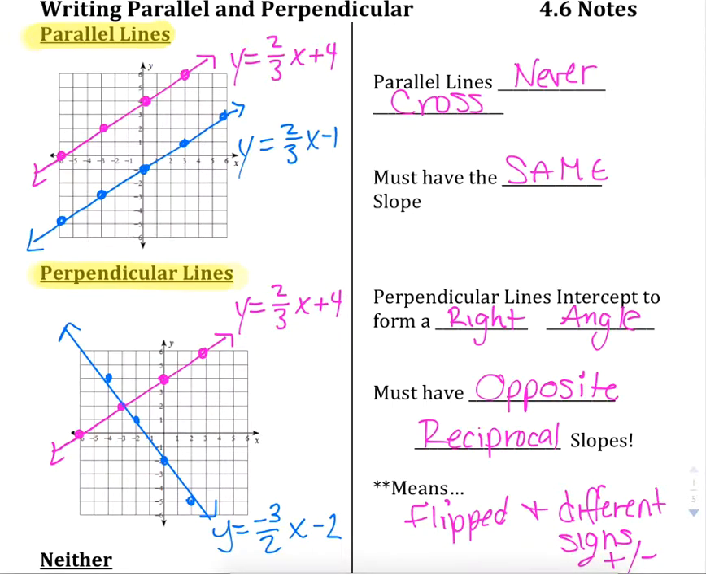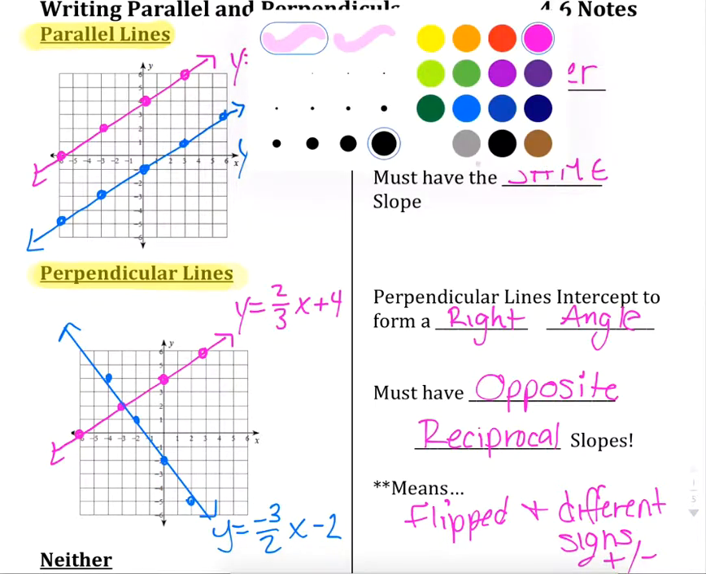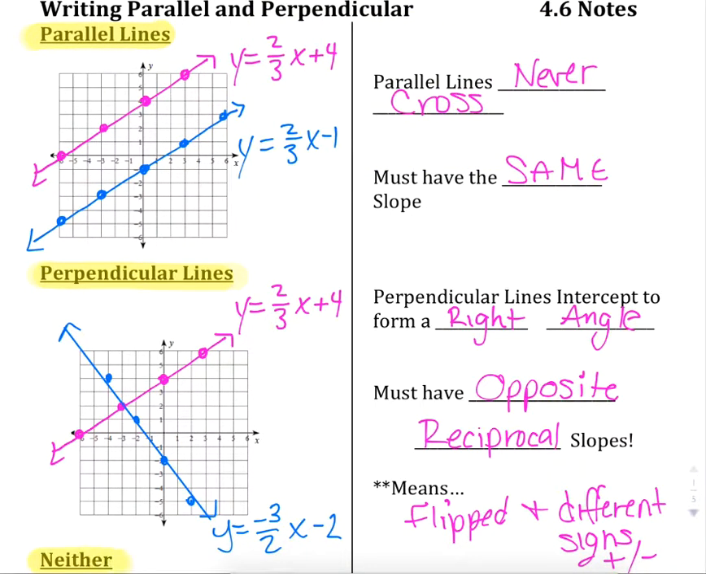Perfect. So at this point, you should have written down everything on the screen. We want to compare parallel lines and perpendicular lines, but I want to preface, not every set of lines qualifies as one of those. You are going to have a category, we're going to talk about that in just a second at the bottom, where it is going to be neither, and that's okay.